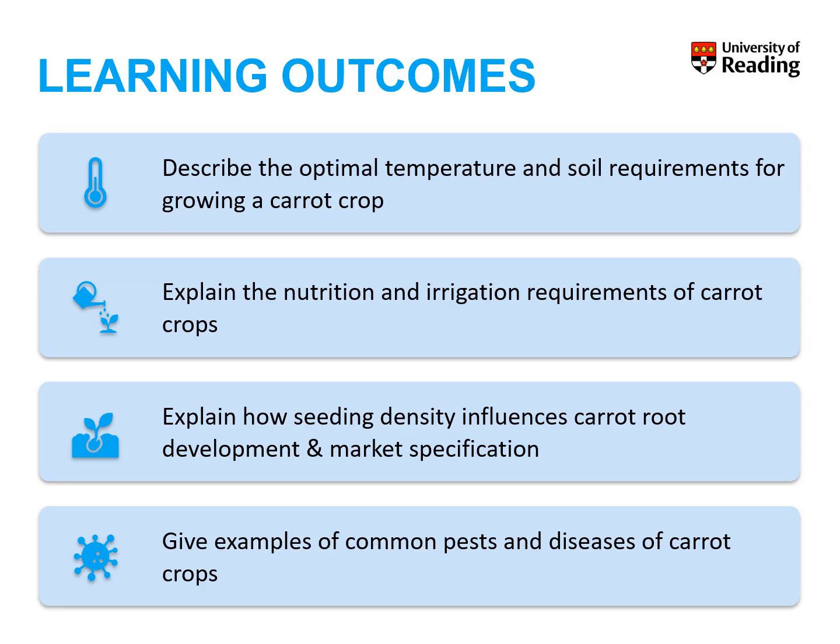So the learning outcomes are to describe the optimal temperature and soil requirements for growing carrot crops, explain the nutrition and irrigation requirements of carrot crops, explain how seeding density influences carrot root development and the market specification, and give examples of a few common pests and diseases of carrot crops.